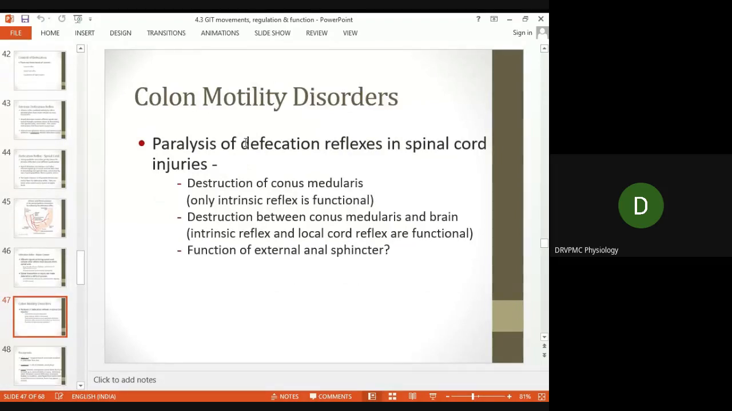Colon motility disorders. Paralysis of the defecation reflex occurs in spinal cord injuries. What occurs? Destruction of the conus medullaris, the portion of the spinal cord: only the intrinsic reflex remains functional. That means the spinal cord control is lost. If there is destruction between the conus medullaris and brain, the intrinsic reflex and local cord reflexes are functional. The function of the external anal sphincter in the paralysis is not certain.